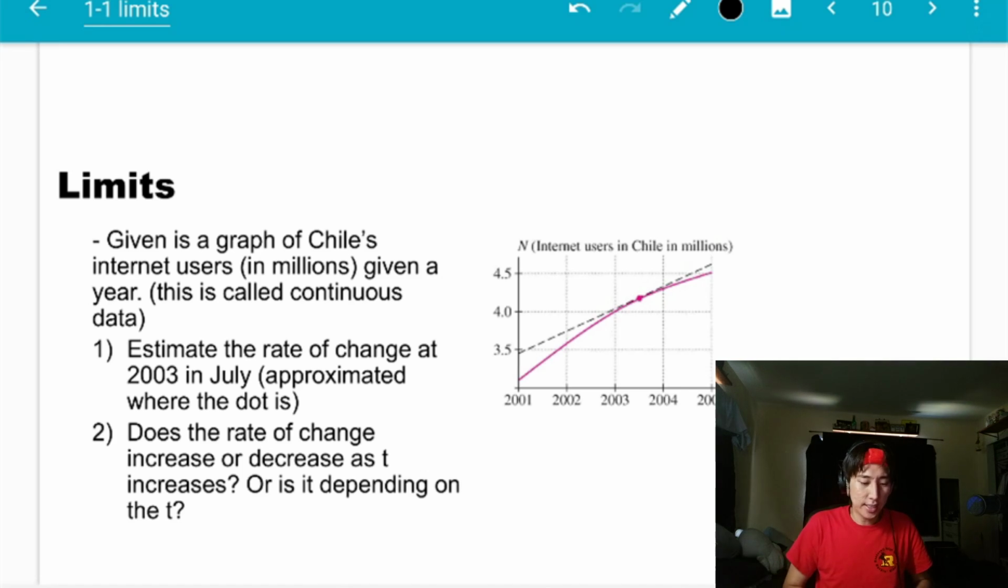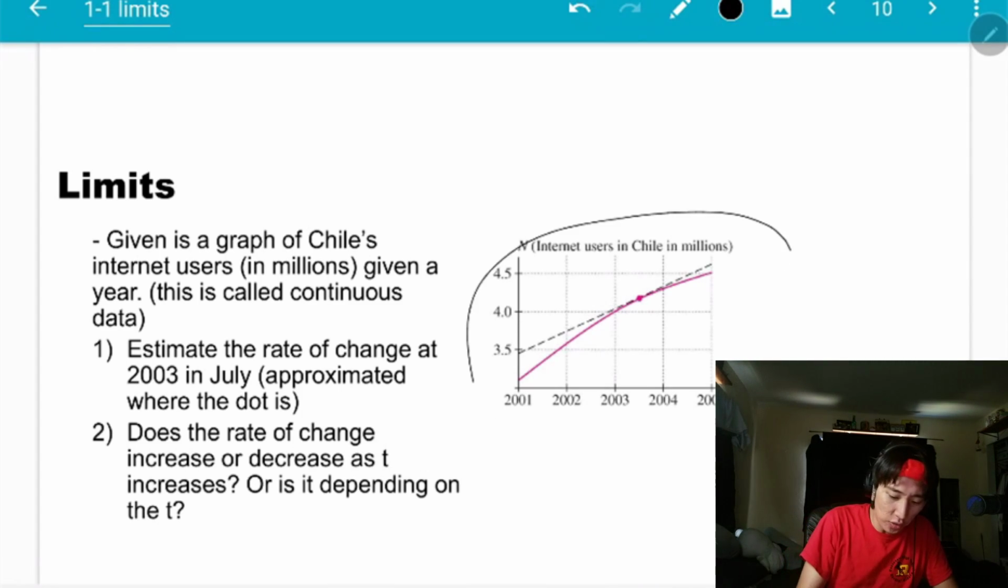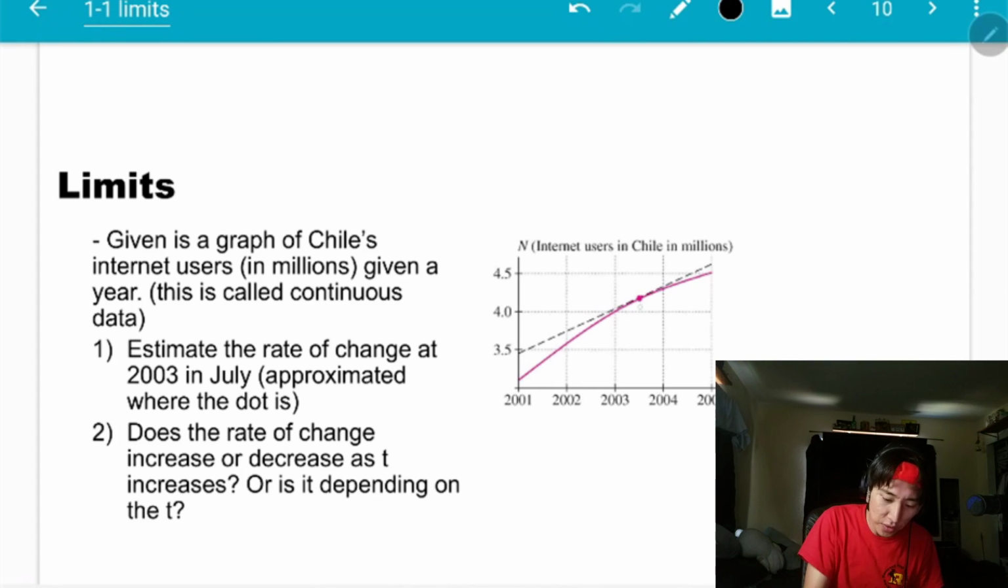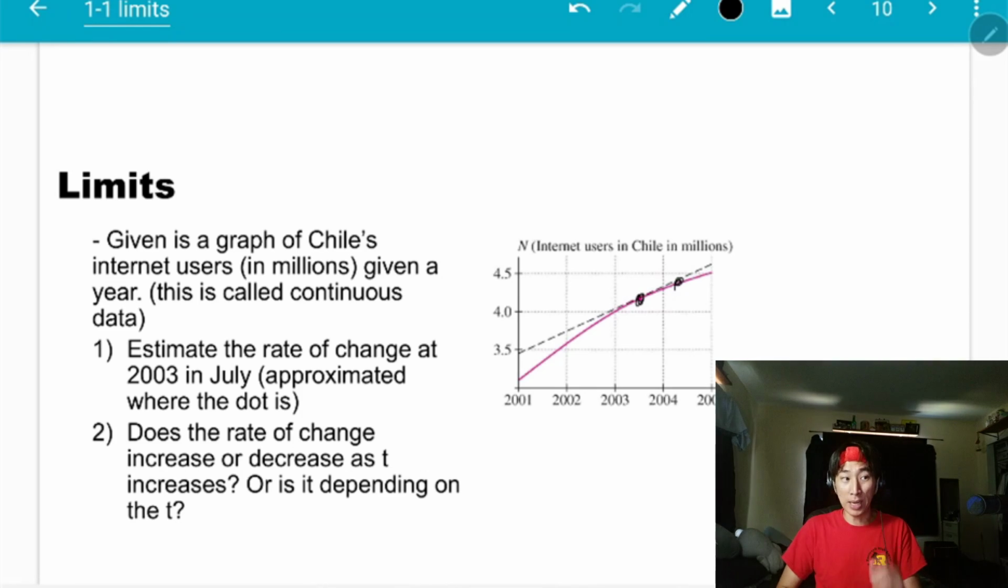Okay, next, question number 2. It says, does the rate of change increase or decrease as t increases, or is it just depending on t? Meaning, if I'm looking at this graph over here, is my rate of change constantly increasing, constantly decreasing? Now, I'm not saying is my rate of change positive or negative. That means if my rate of change over here, some of you guys said was 0.25, that means if I took my rate of change here, it's going to be bigger than 0.25. So do you think it's constantly increasing, decreasing, or staying the same?